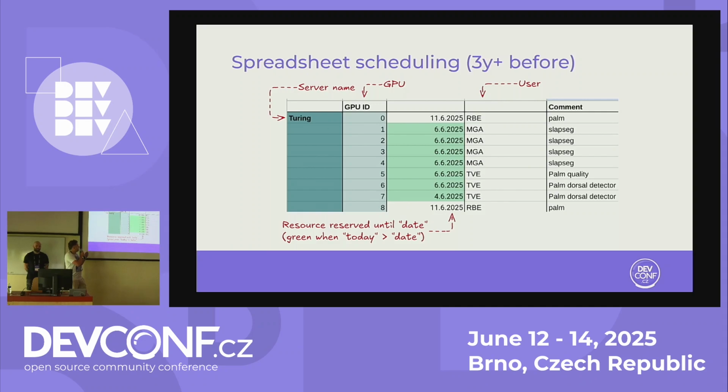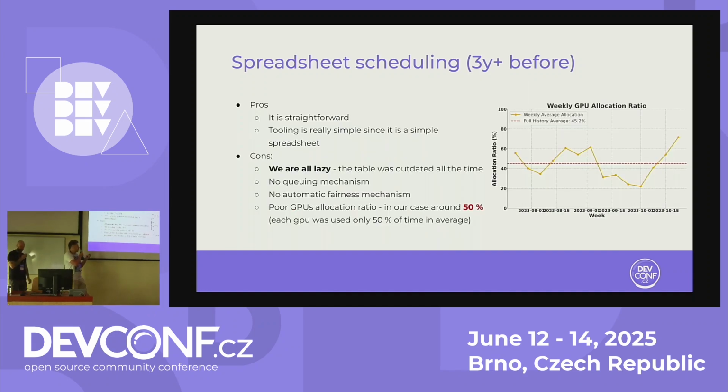And now let's see how it looked 3 years ago. 3 years ago, we had this infamous spreadsheet, and you as a researcher just opened the spreadsheet, put your name into the table, selected your resources, connected to the server, and ran your workflow. And actually, for the researchers, it was great because you just connected to the server and ran your workload. It was kind of straightforward. And also it was great because you didn't need any team to handle the spreadsheet, so it was quite cheap.